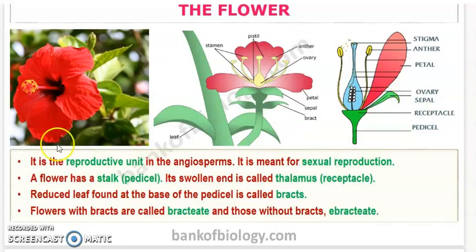A flower has a stalk, which is called the pedicel. The flower has a stalk-like structure called the pedicel, and its swollen end is called the thalamus. Swollen end means the end portion of the pedicel forms a swollen part, which is called the thalamus or receptacle. Now if you see the part below the pedicel, we are able to find some reduced leaf-like structures.